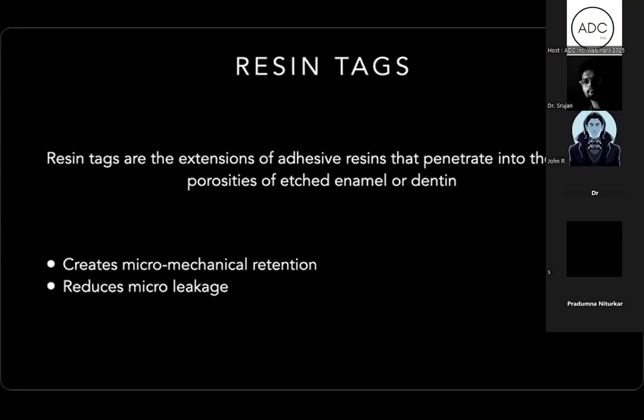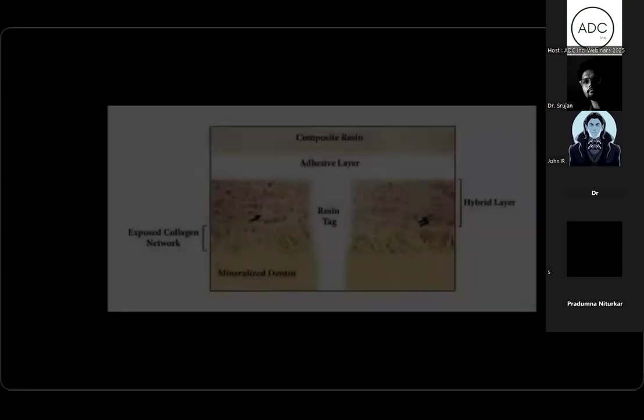What are resin tags? There was one more point at etching, that there are small microporosities which are formed, right? So in those microporosities or small holes is where your bonding agent is going to flow, and every area where it flows into becomes a resin tag now. Resin tags are the extensions of adhesive resins that penetrate into the microporosities of etched enamel or dentine. What does it do? It creates micromechanical retention. Just visualize it, and it reduces microleakage. If you cannot visualize it entirely, here's a diagram for you guys.